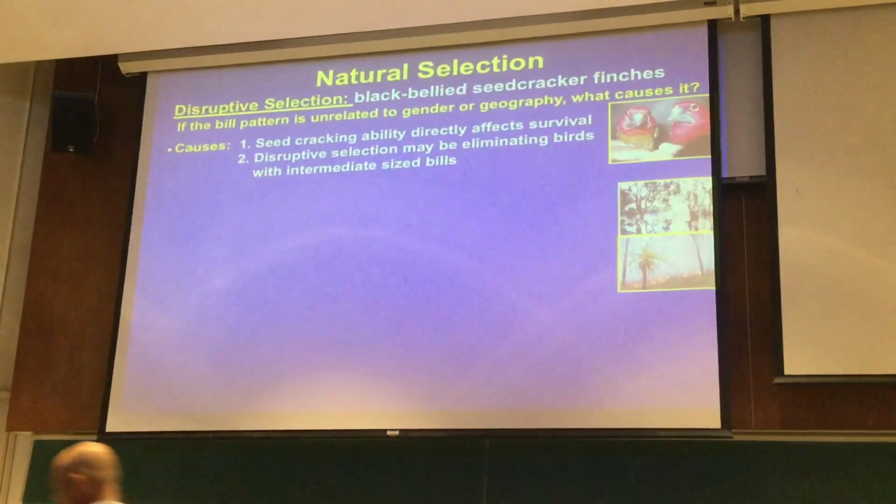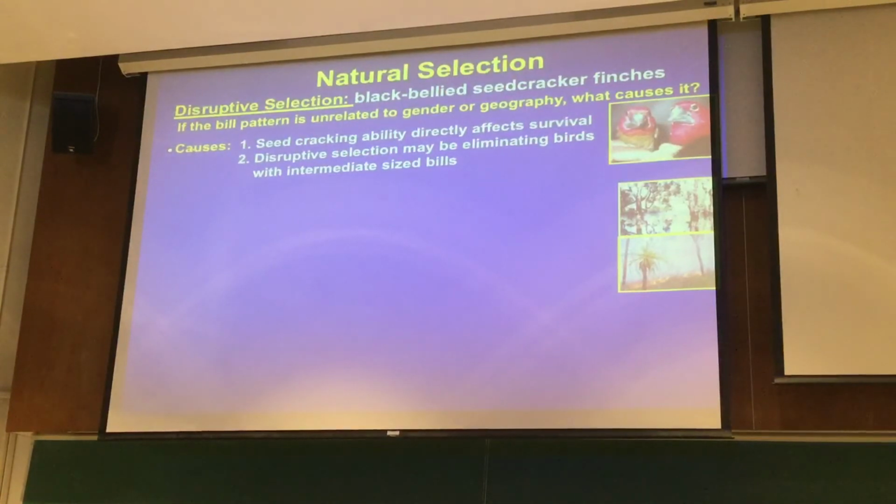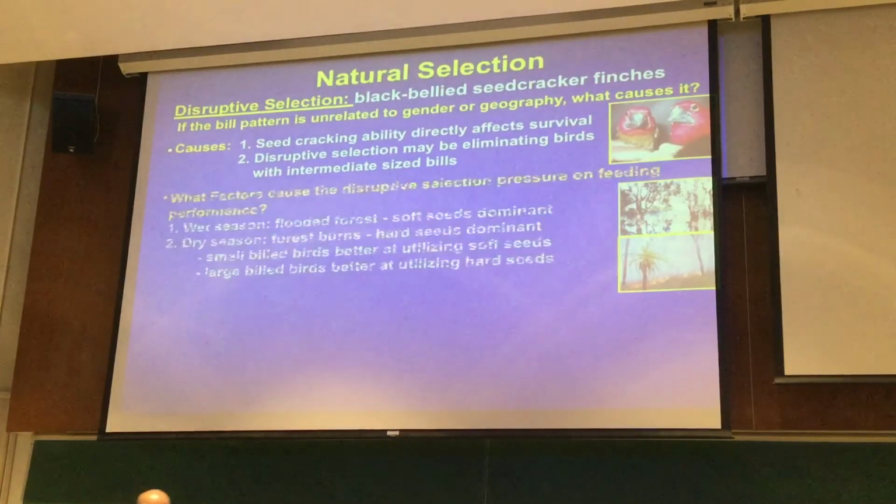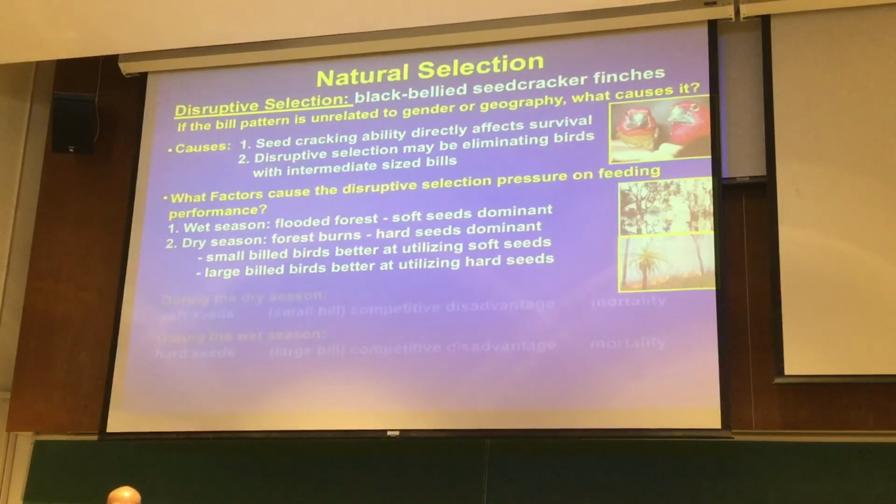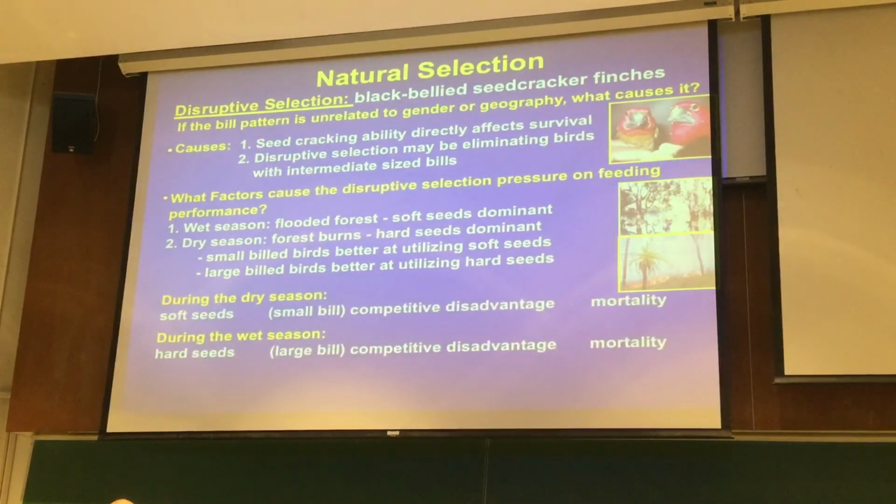So let's just review. Again, wet season flooded, dry season burns. Small billed favored in the wet, large billed favored in the dry. During the dry season, the soft seeds go down, small billed competitive disadvantage increases. That means their mortality rate goes way up. The opposite occurs during the wet season. The hard seeds go down, the large billed competitive disadvantage increases, and therefore does their mortality.